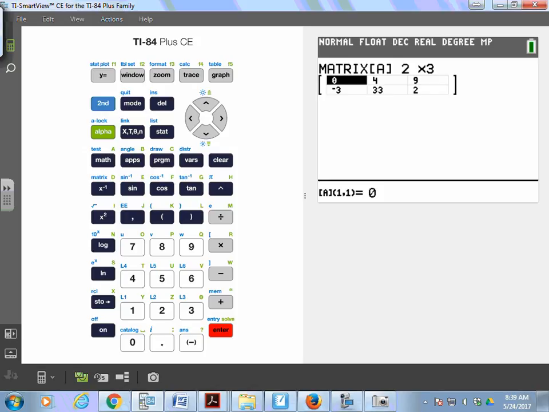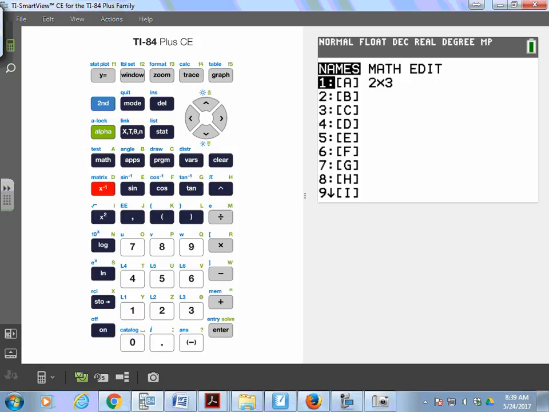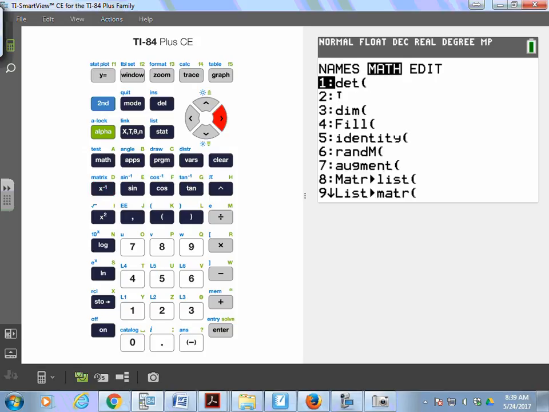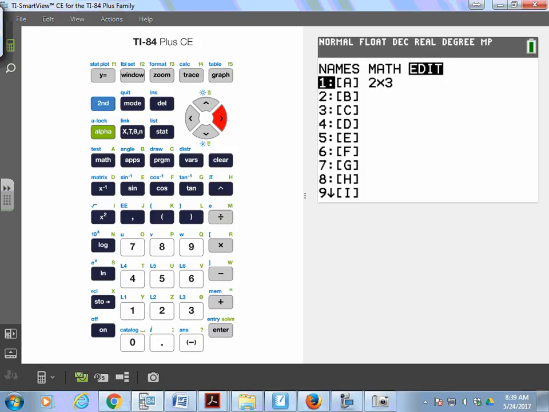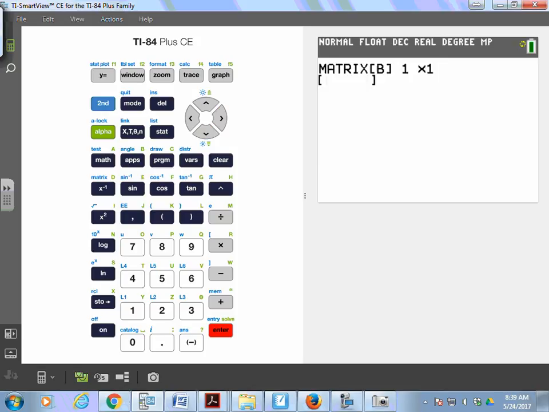Okay? All right? I got 33 there, don't I? Is that right? Everybody good with that? So go back to there. Second, x negative 1. Go over to edit again. All right. Go to matrix B now, and put in matrix B.